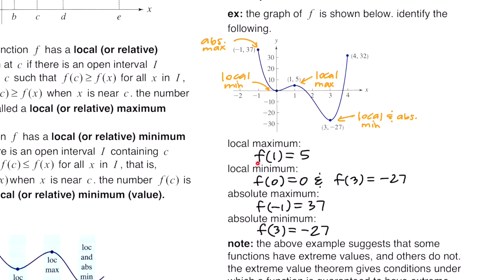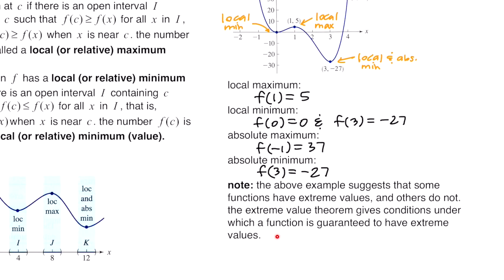And I wrote them out. f(1) = 5 is the local maximum right here. Local minimums are here, and I wrote that out as f(0) = 0, and also f(3) = -27. Our absolute maximum is f(-1) = 37 right here, and our absolute minimum is f(3) = -27. And again, this point right here does not fall under any of the categories.